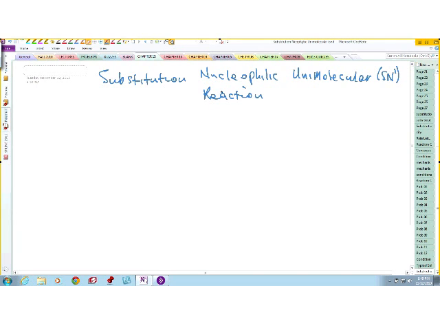In the case of the SN1 reaction, let us say we start with this molecule here. Once again, I want to start with a chiral molecule.